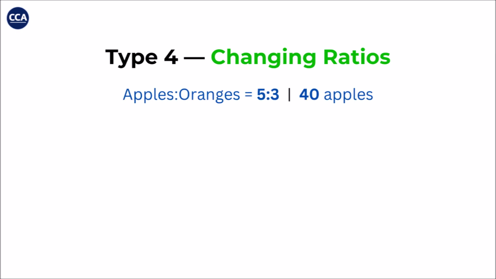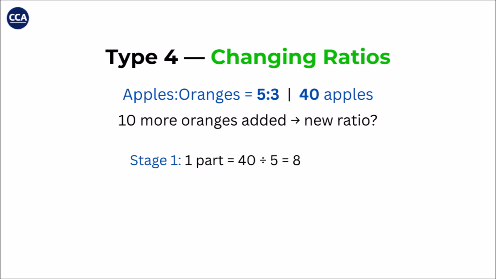Problem. The ratio of apples to oranges in a basket is 5:3. There are 40 apples. If 10 more oranges are added, what is the new ratio? Step 1. Find the current number of oranges. Apples are 5 parts and equals 40. 1 part equals 8. Oranges are 3 parts. 3 multiplied by 8 equals 24 oranges.